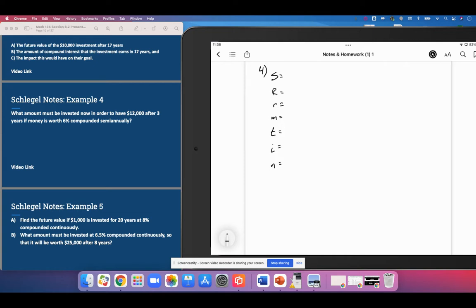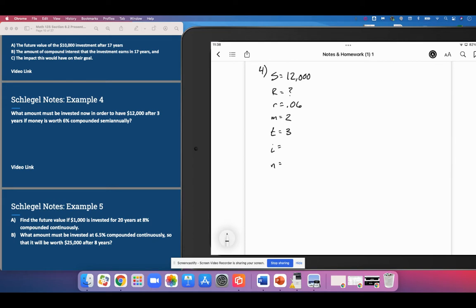Okay, and so what we have is we know how much money we're putting in initially, so that's R, 12,000. No, we want to have 12,000. Gotta be careful about that. That's the future value. We are hoping to have $12,000 in the future. It's going to be after 3 years, so 3 is T for years, time in years. And it's compounded semi-annually, so that's 2 times per year. And the rate is 6%, so 0.06.